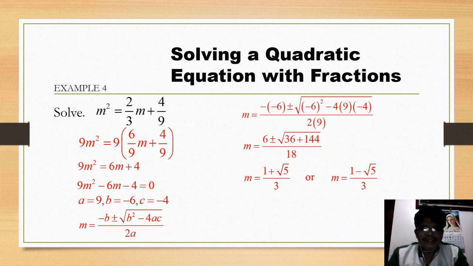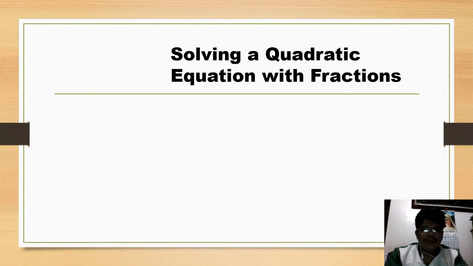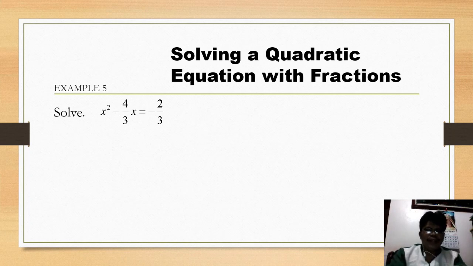Then, what is the solution of the quadratic? So, we have 1 plus and minus the square root of 5 all over 3. So, let us now proceed to example number 5. X squared minus 4 over 3x equals negative 2/3.